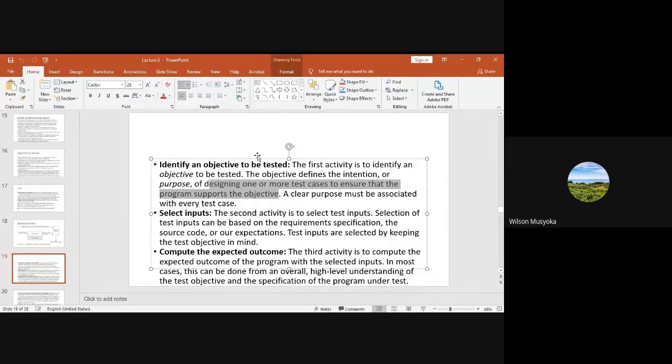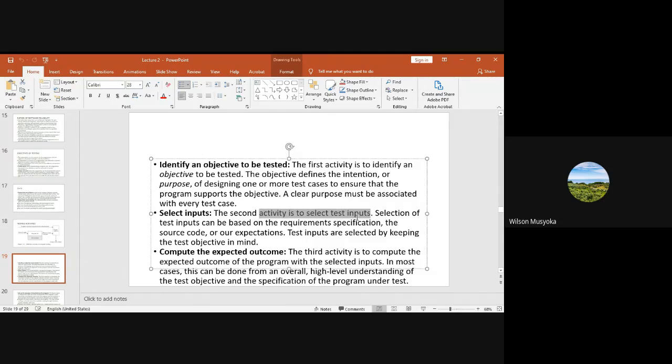So that is why we are trying to come up with the purpose. What is the purpose of this test you are performing? Then once you have come up with the purpose, then you are going to select inputs which are going to support that purpose.